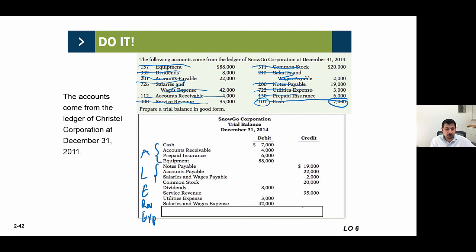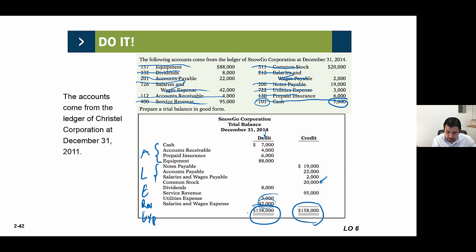Now again, what do you do after you prepare? This is how we prepare the trial balance. We list all the accounts, whether under debit or credit. So for example, here we know that expenses are debit accounts, so we put them under the debit column. Common stock is a credit account, so we put it under the credit. And finally, we compute the totals, and we compare total debits to total credits, and they must be equal. Otherwise, we know that we have made a mistake.